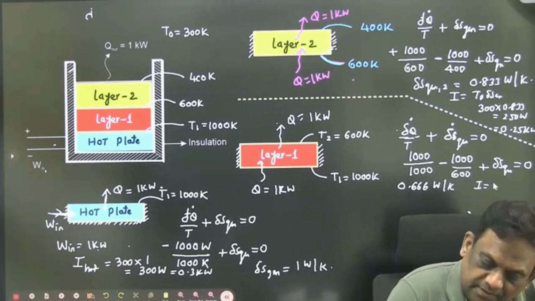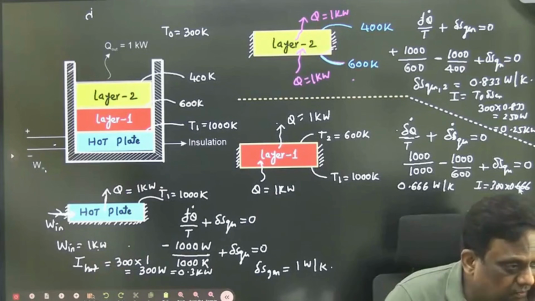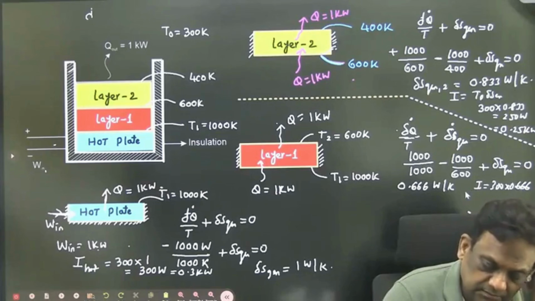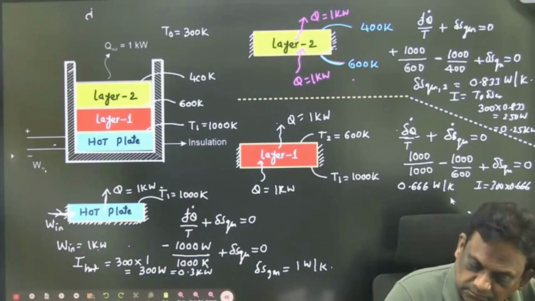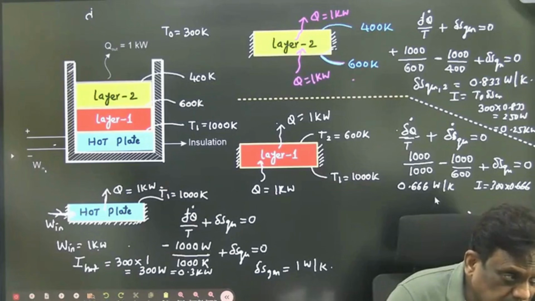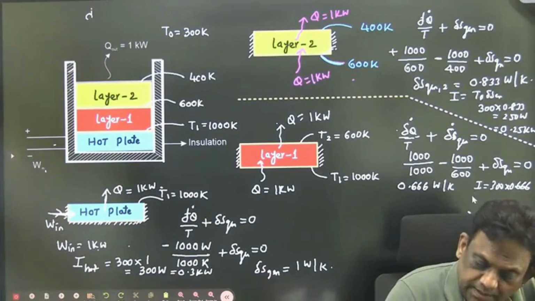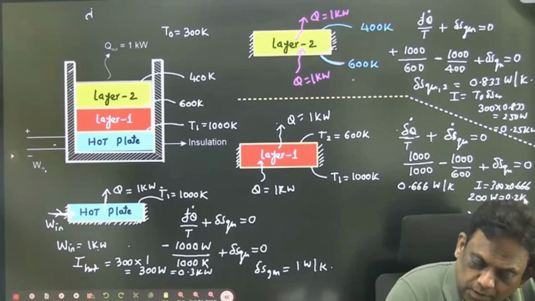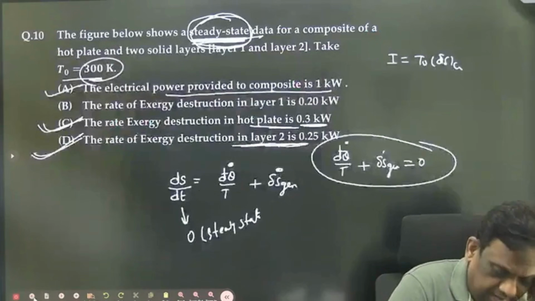So irreversibility will be equal to 300 into 0.666. How much is it coming, sir? What is the irreversibility? So it is 200 watt or 0.2 kilowatt. So in layer 1 it is 0.2.